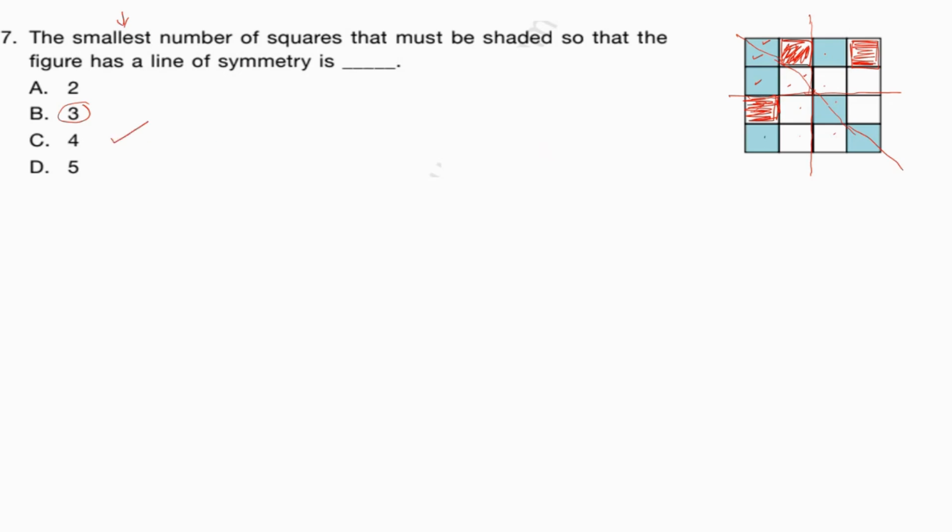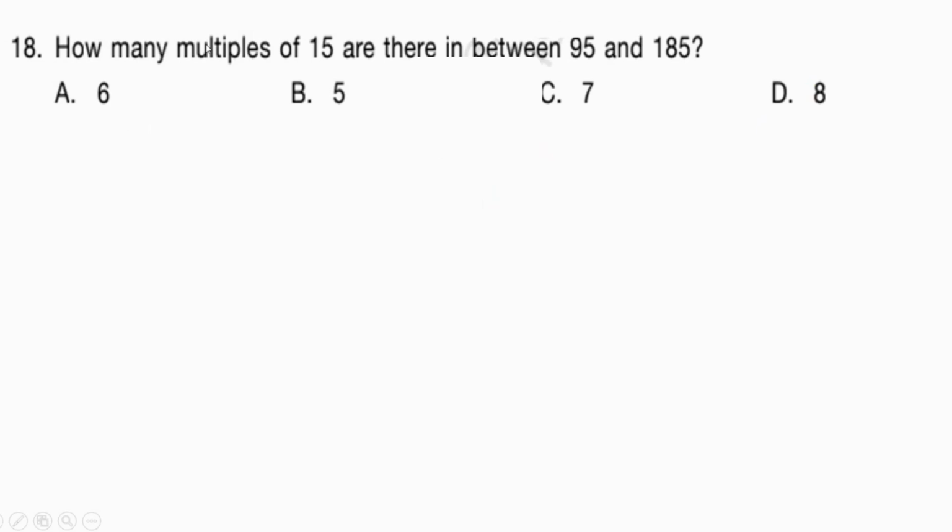Got it? So I can check horizontally, vertically, and diagonally, and find in which the smallest number of squares should be shaded. That will be my answer.